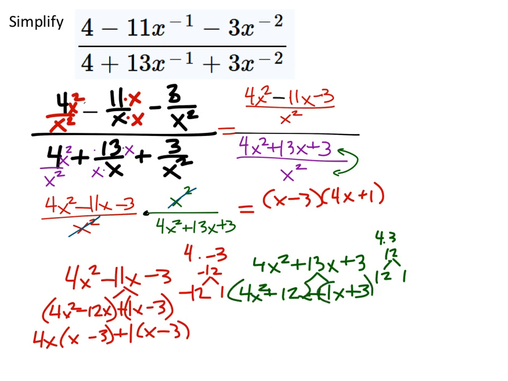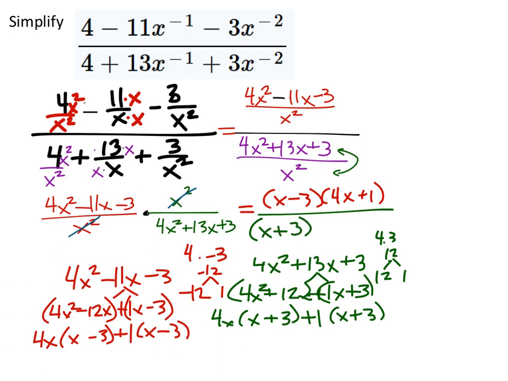Well, it looks pretty much the same, slightly different. I'll factor out 4x, which leaves me with x plus 3. And I'll factor out a 1, which leaves me with x plus 3. And sure enough, this allows us to cancel out a factor of 4x plus 1. These two cancel out, and all we're left with is x minus 3 divided by x plus 3.